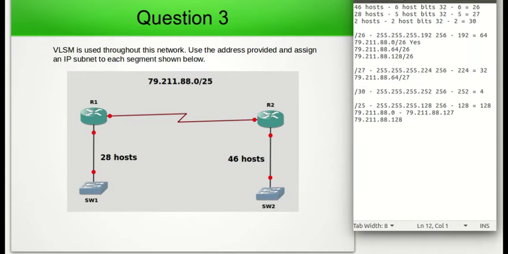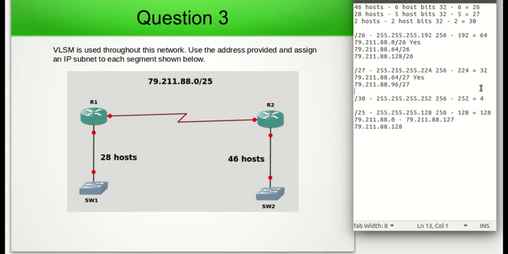The next subnet in line with a /27 mask would be 79.211.88.96/27. This is going to be assigned to that segment. And like before, to find out the /30 mask, I'm going to assign the next /27 subnet to this segment over here, but with a /30 mask. So in this case, it will be 79.211.88.96/30. And so it's as simple as that.